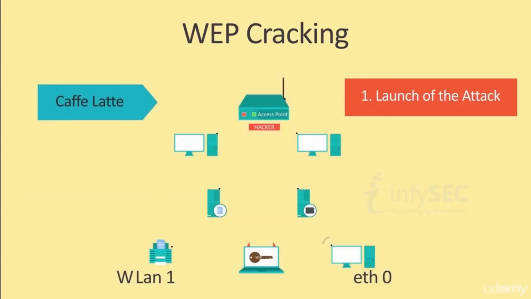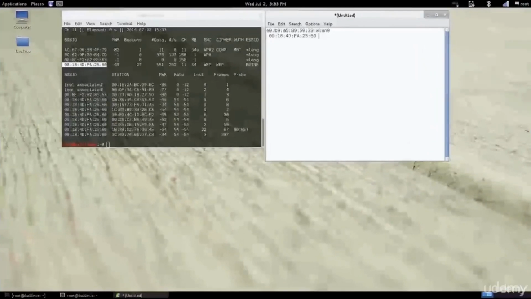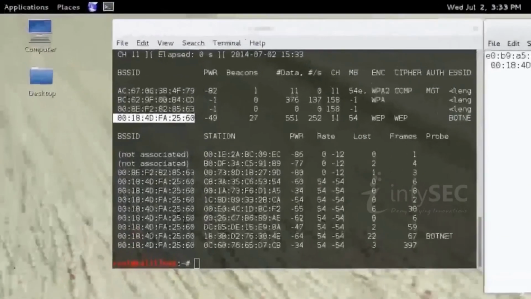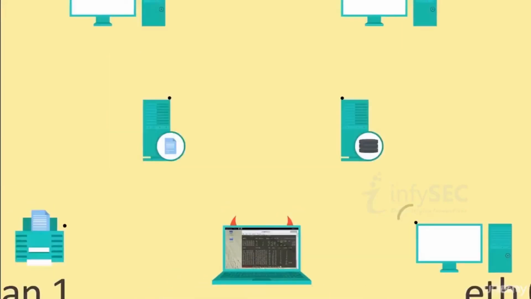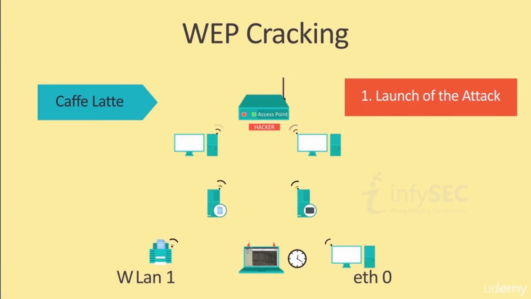1. Launch of the attack. Having done with the prerequisites for launching the attack, let's get into launching one. The command, when given, makes the attacker wait for a gratuitous ARP from any of the associated clients of the AP and grabs it to form ARP requests of its own and sets up a fake AP.